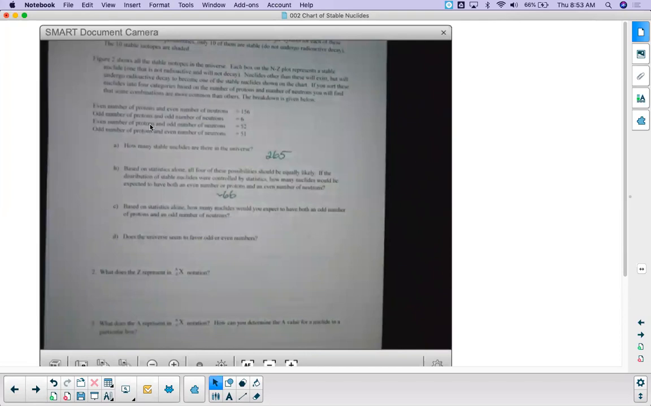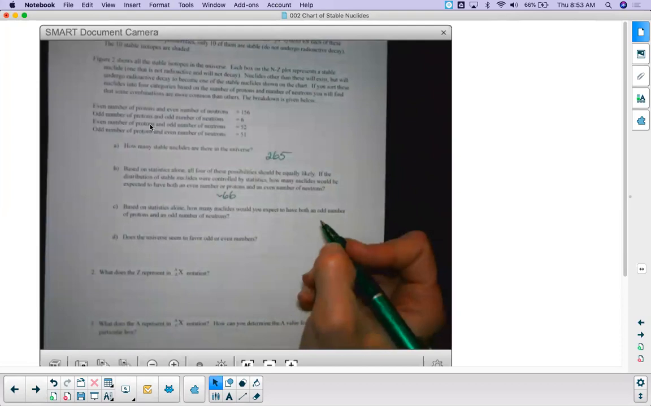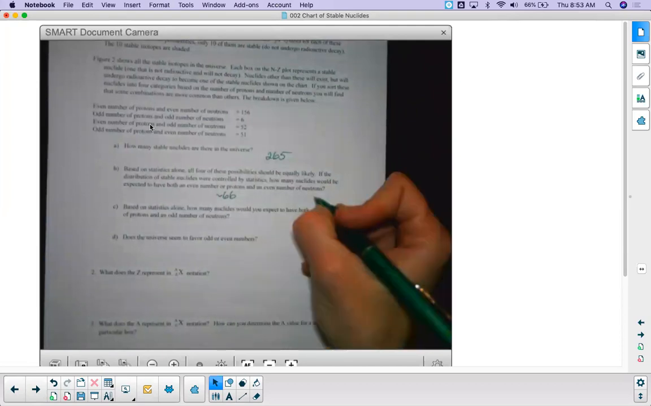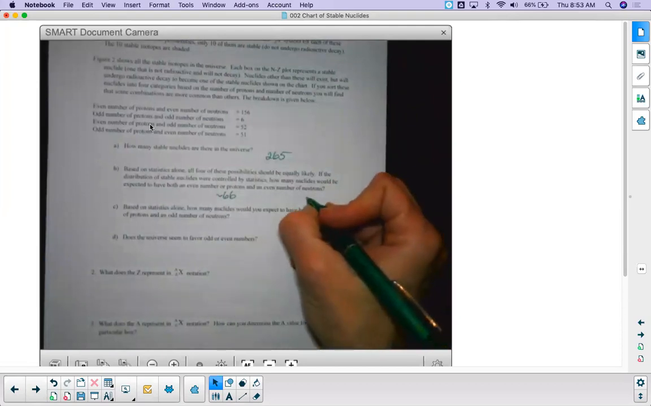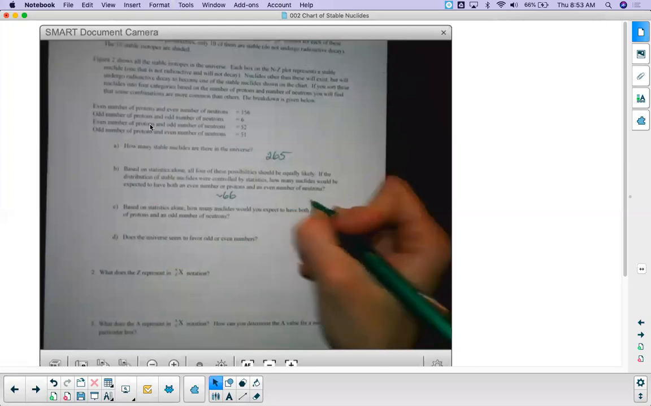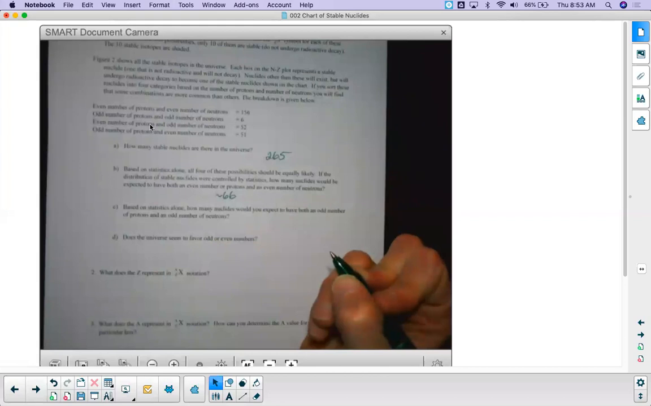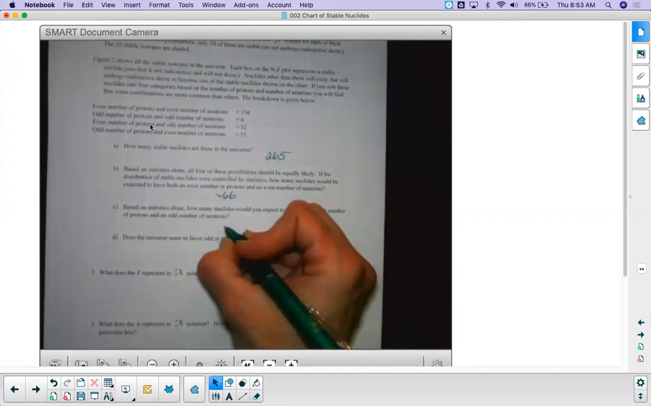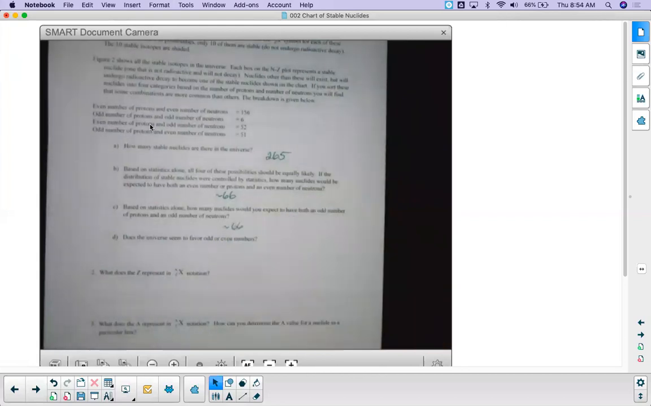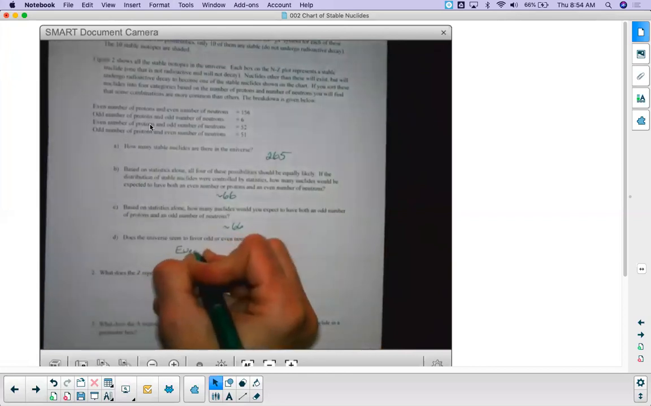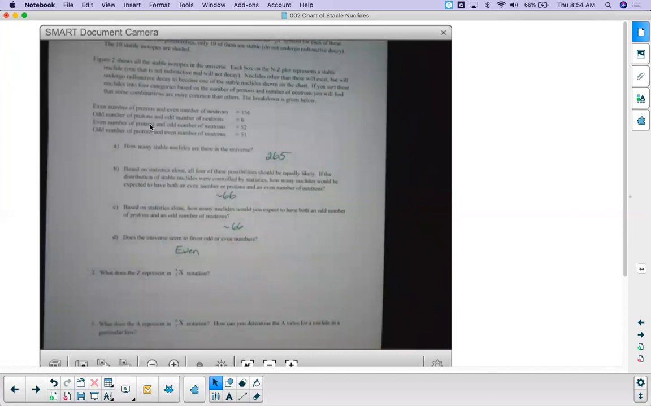But we don't. Oh, wait, hang on. What will be the chances? Oh, these are all the same. Based on statistics alone, how many would you expect to have both an odd number of protons and an odd number of neutrons? Should be about 66 of each. Our universe seems to favor even numbers.